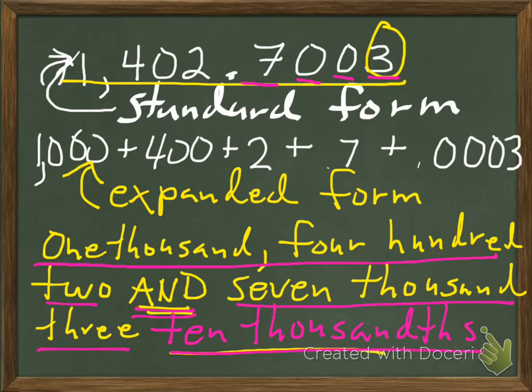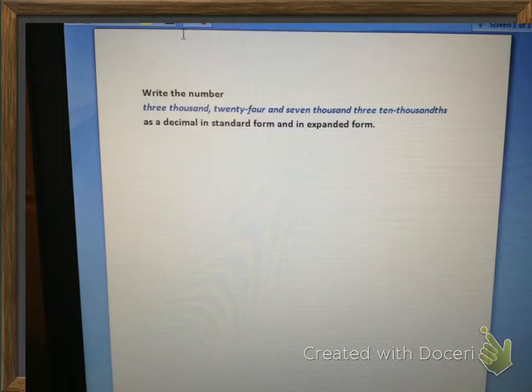Now that's kind of a mouthful, and it's a little difficult to write in words. Consequently, we're not going to have to do it that often, but it is a skill that we're going to need. Okay, let's go the opposite direction. Suppose I give you a number that's all written out in word form, and instead we need to change it into a number in standard form. So I have 3,024 and 7,003 ten-thousandths.